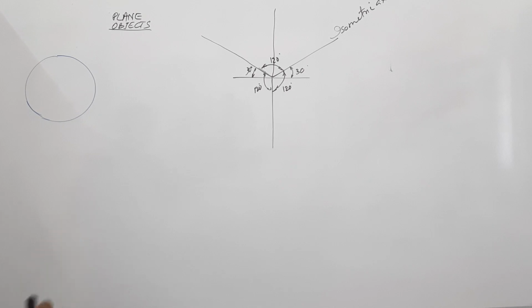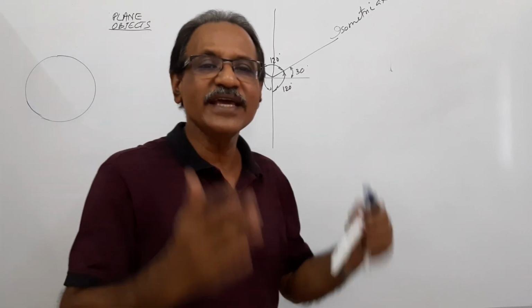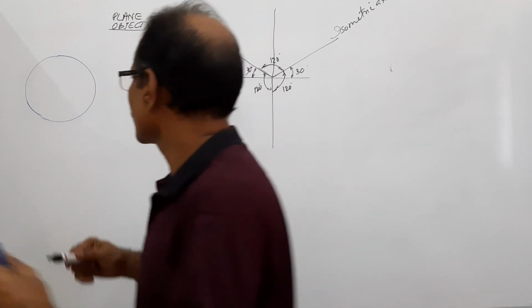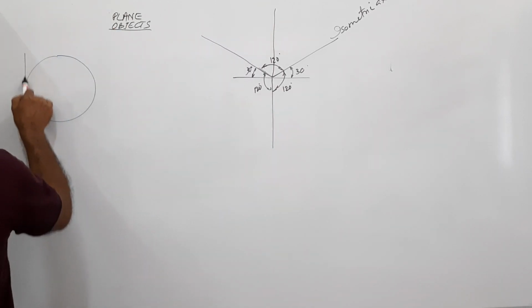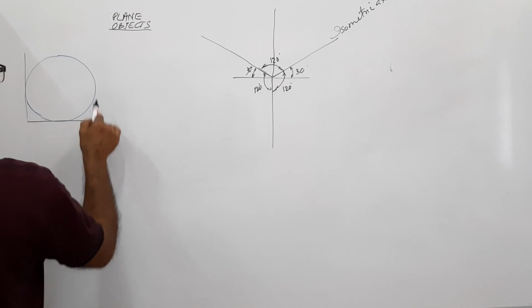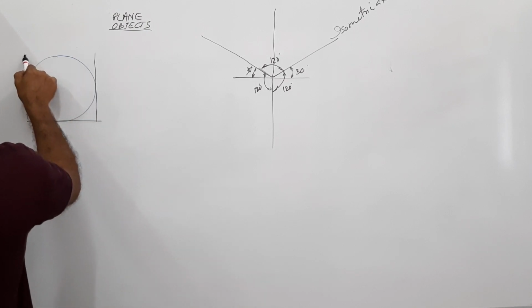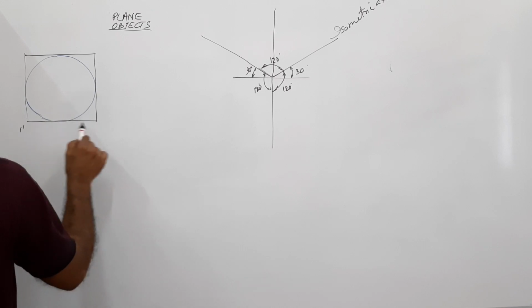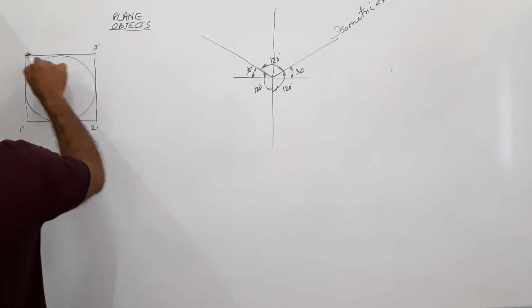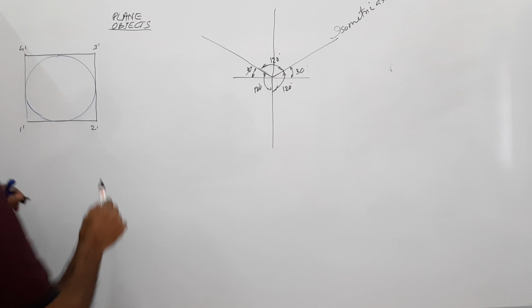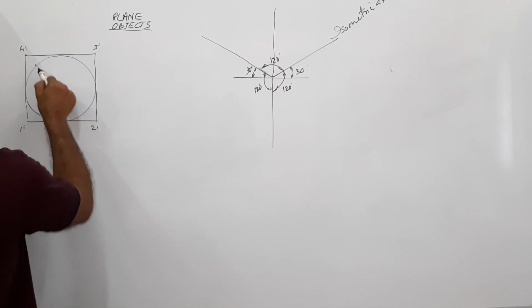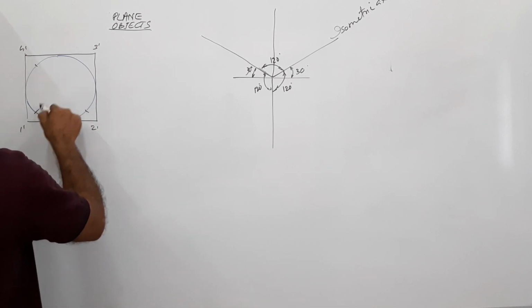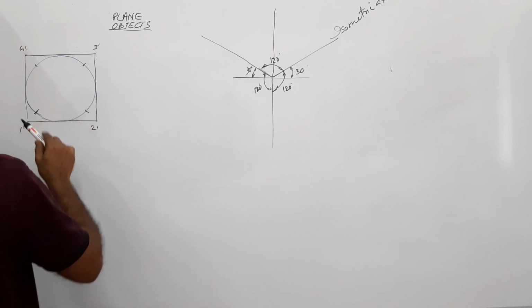What do you do? Since there are no visible edges to mark along the axis, we inscribe it in a square. Square side is equal to the diameter, you know. So this is the square which contains the circle. I call it 1 dash, 2 dash, 3 dash, 4 dash. Agreed? Then I keep a scale and find these 2 points which lie along the diagonals of the square.